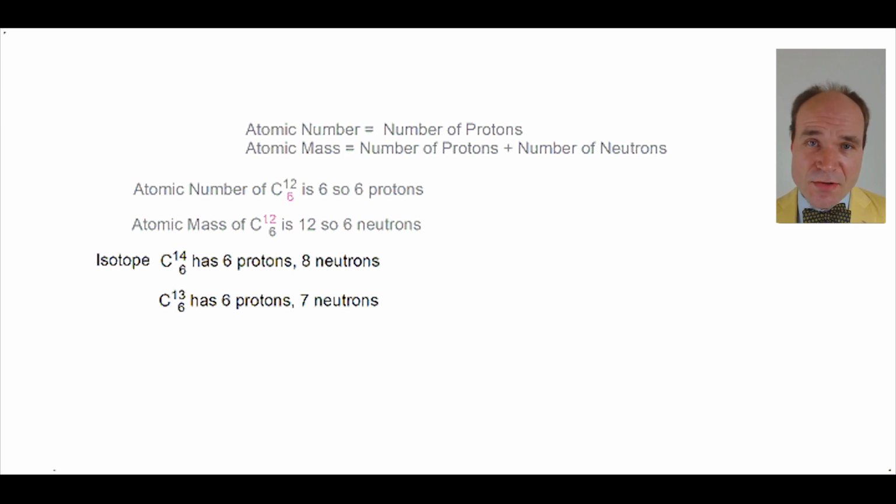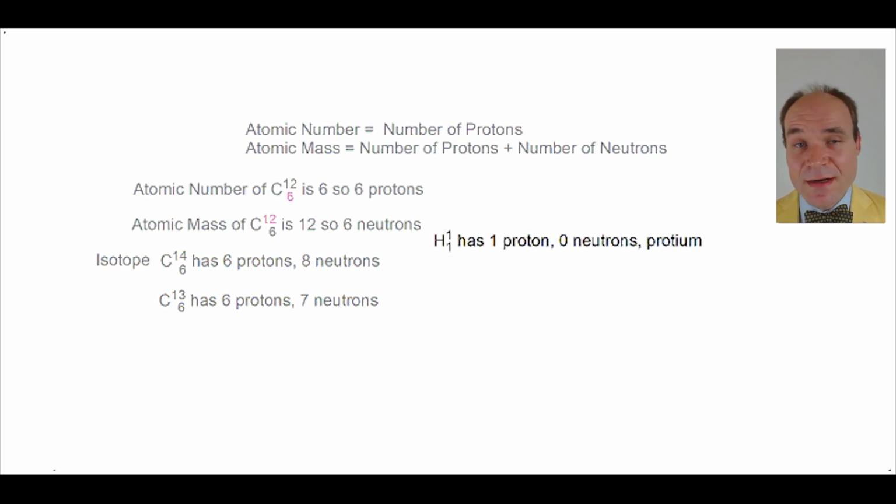And this isn't just true of carbon, it's true of many other atoms. For example, here we have another very important atom for organic chemists, and that's hydrogen. Hydrogen, the most abundant form, is H1. And here we have 1 proton and no neutrons.